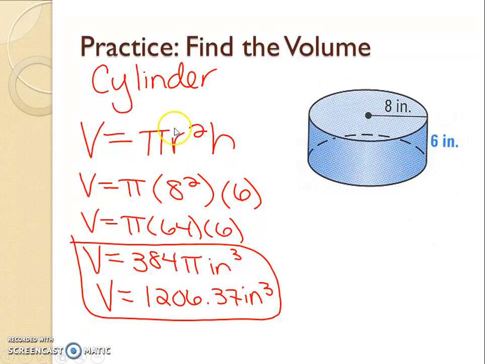Let's take a look at the cylinder. If you look at the formula sheet, the volume is pi r squared H. Pi, just keep it. R squared: the radius is 8, and 8 squared is 64. Height is 6. Multiply 64 times 6, which is 384, and press pi afterwards on the calculator. Do not multiply by 3.14. You're going to get 1206.37 cubic inches. From now on, you just hit pi on the calculator.